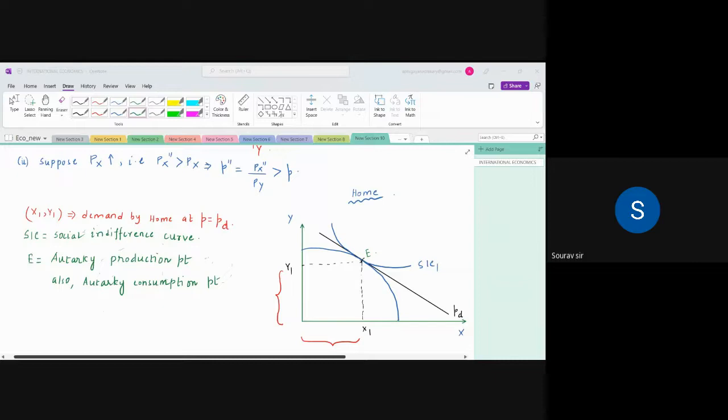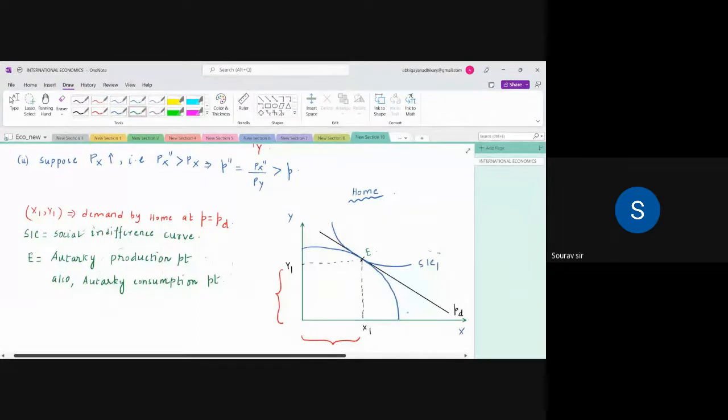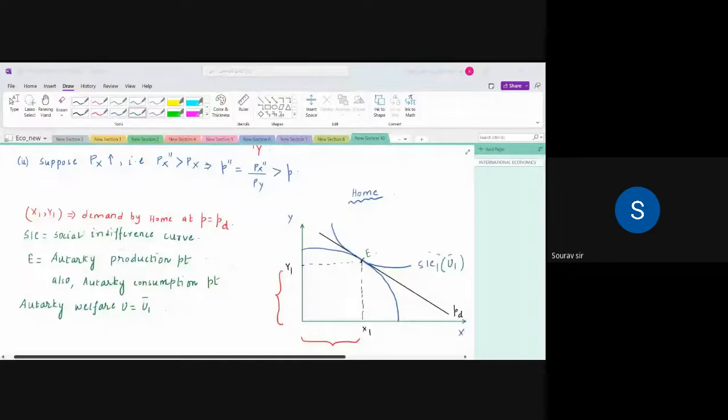And how do you understand the level of welfare in this autarky situation? It is given by the utility level of this indifference curve. So the autarky welfare is U equals U1 bar. And in this situation as well, in the two good framework, we come back to the original question that we started with: is trade gainful? And if it is, then what is the amount of gain. So that will be the content for the next class.